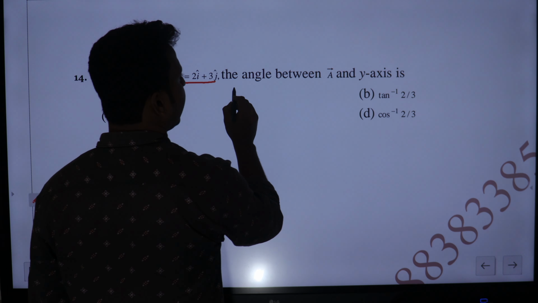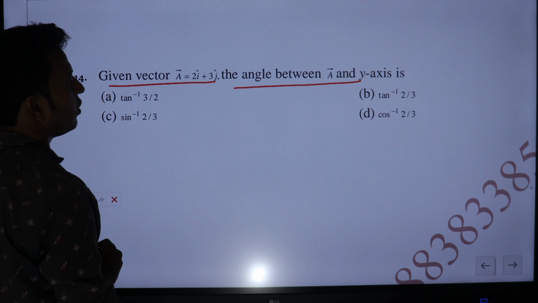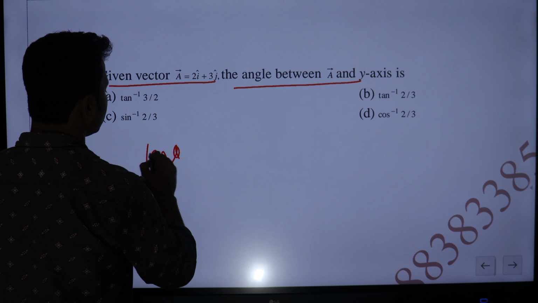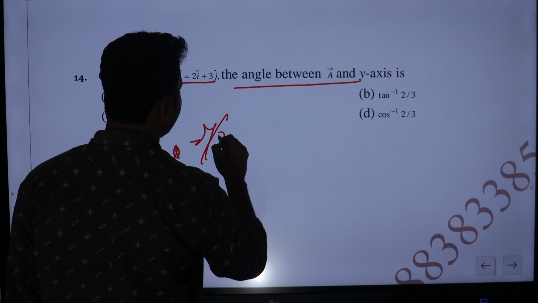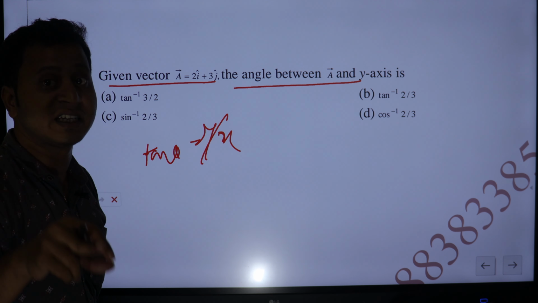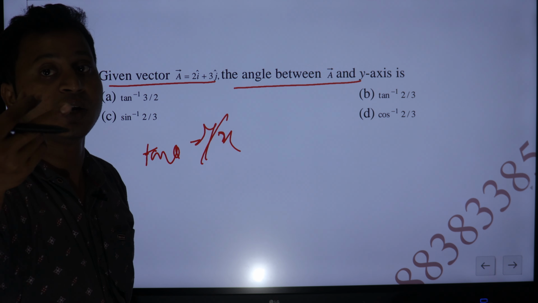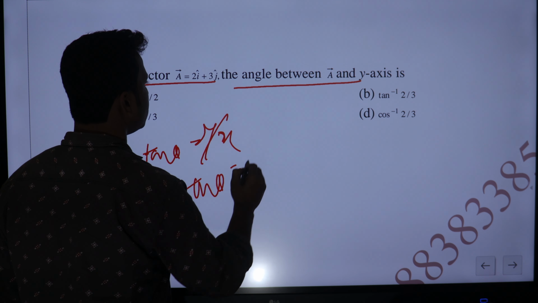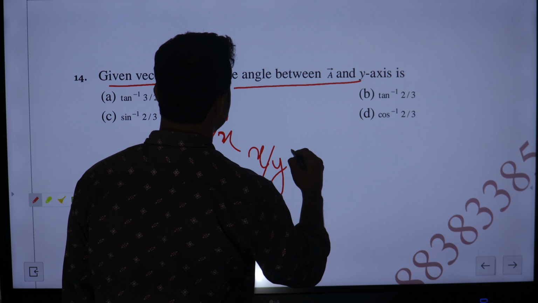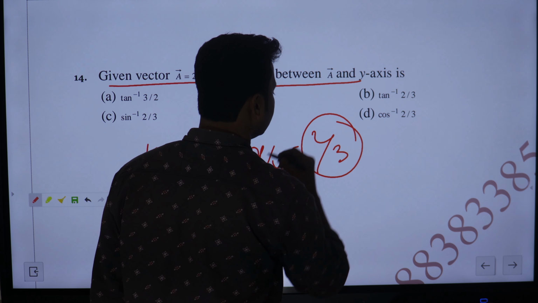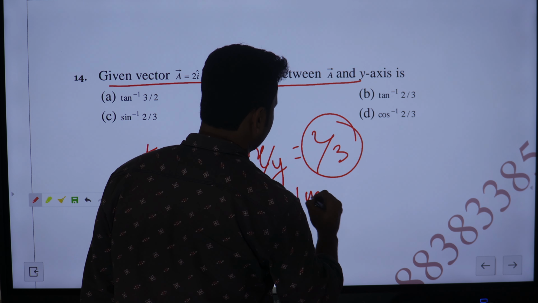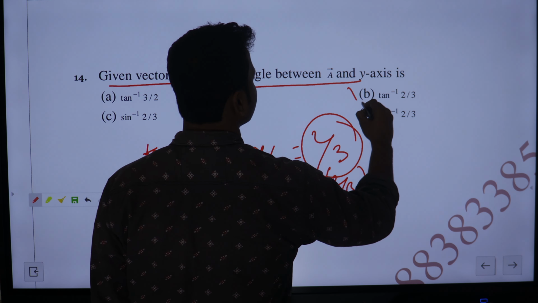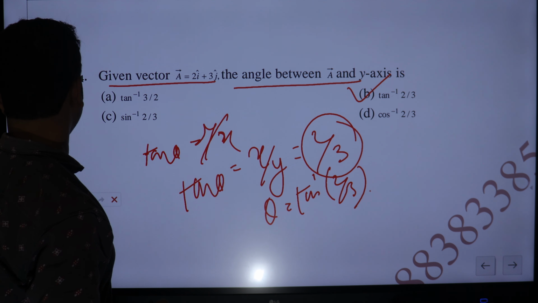The given vector is this, the angle along the y-axis. So tan theta equals, we know that y-axis by x-axis, when the vector makes an angle with the x-axis. But this vector is making an angle with the y-axis. So what will be tan theta equals to x-axis by y-axis. So x-axis is 2 and y-axis is 3. So theta equals tan inverse 2 by 3. So this option is right. Okay. Next question.